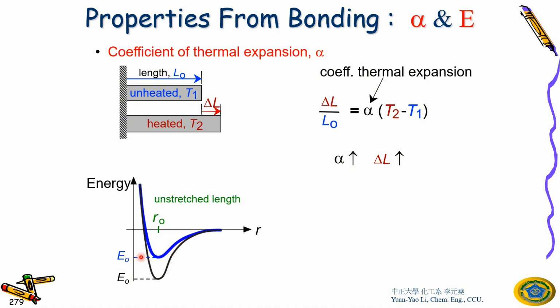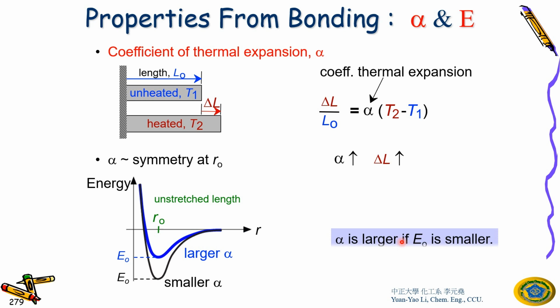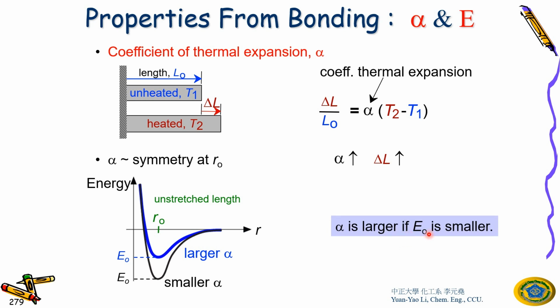This one, right? Why? Because the energy required is small. So alpha will be high. So large alpha and small alpha. Right? So alpha is larger if the energy is smaller.